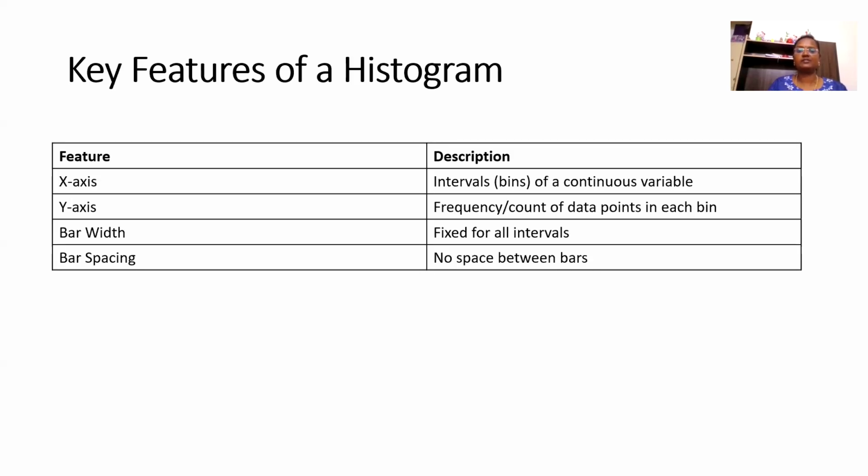The key features of the histogram are the x-axis, y-axis, bar width, and bar spacing. The x-axis is the intervals, so we represent the bins, which are the intervals of continuous values. The y-axis is the frequency, or count of data points in each bin. Bar width is fixed for all intervals. For bar spacing, there is no space between the bars in a histogram.